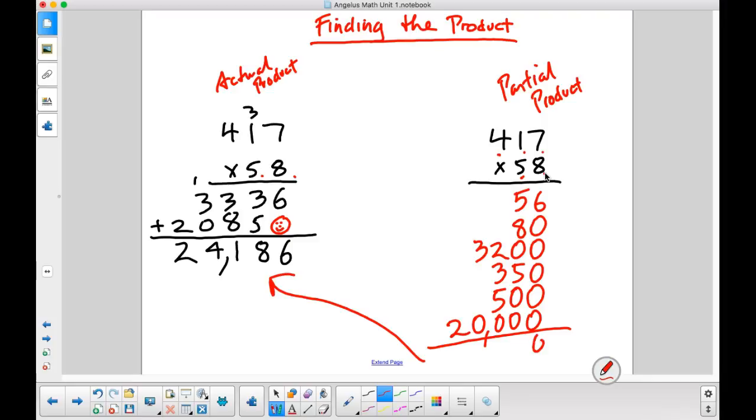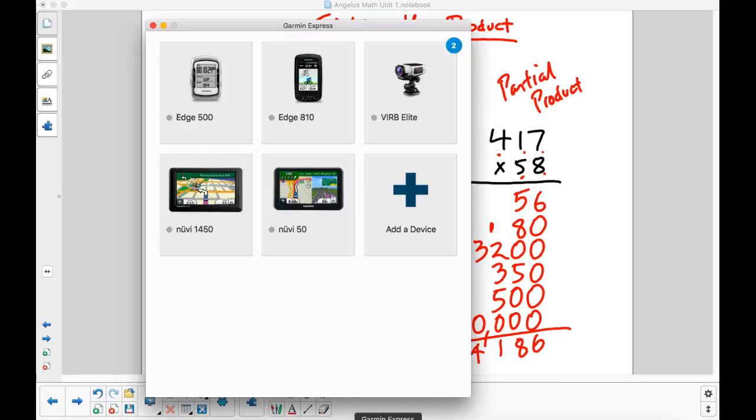Here's a 6. Here it is. 5 and 5 is 10, and 8 is 18. I regroup the 1. I have a 5, 10, 11. Regroup the 1. 3 plus 1 is, and that, boys and girls, is partial product.